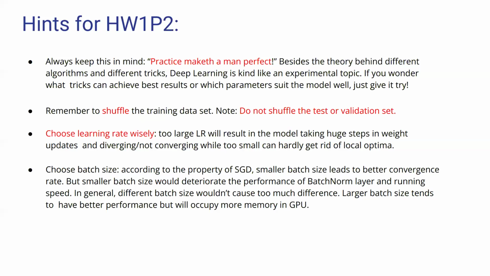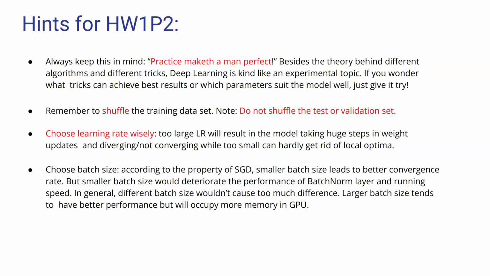Remember to shuffle your training data set. We see a lot of this. Don't shuffle your test or validation set. Choose your learning rate wisely. This should probably be one of the first ablations you run once you find your baseline. What are some acceptable initial learning rate values? Pick the most basic scheduler and just find the initial learning rate values. There'll be some values where the training will be really slow, and some values where your weights might just blow up.